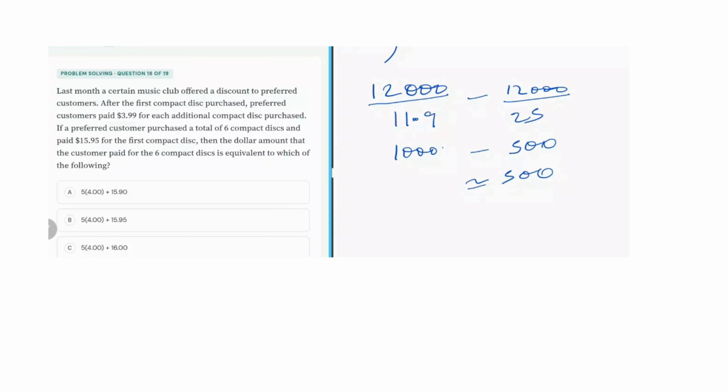Do you remember this question? We solved it yesterday. Hello, ma. Do you remember this question?